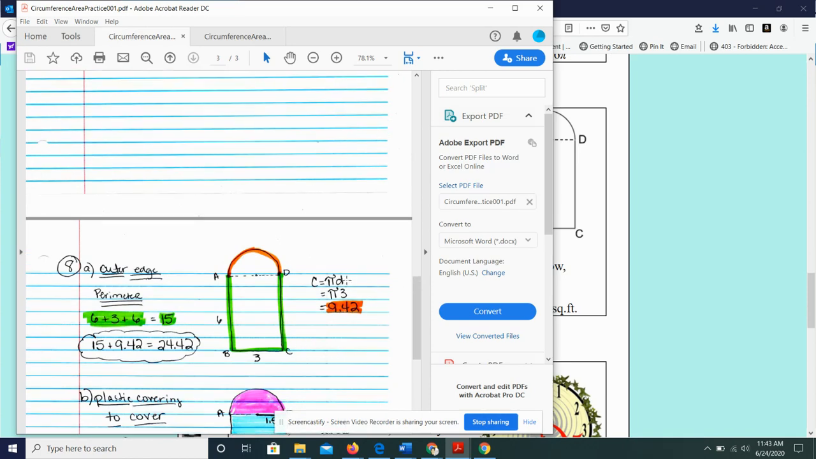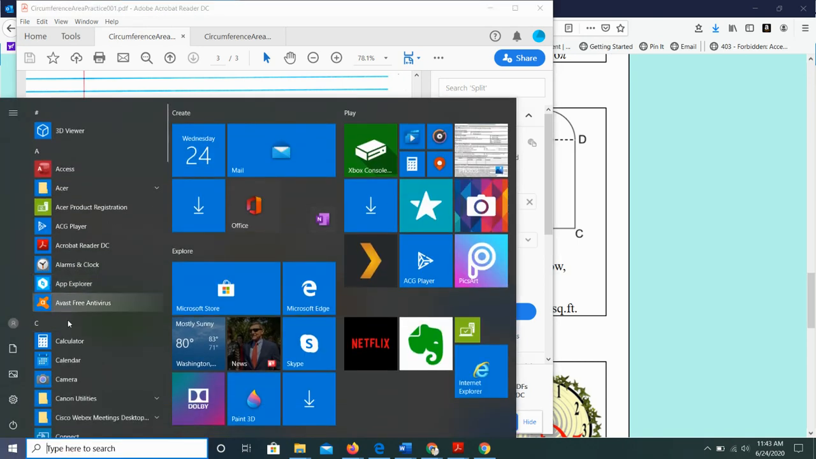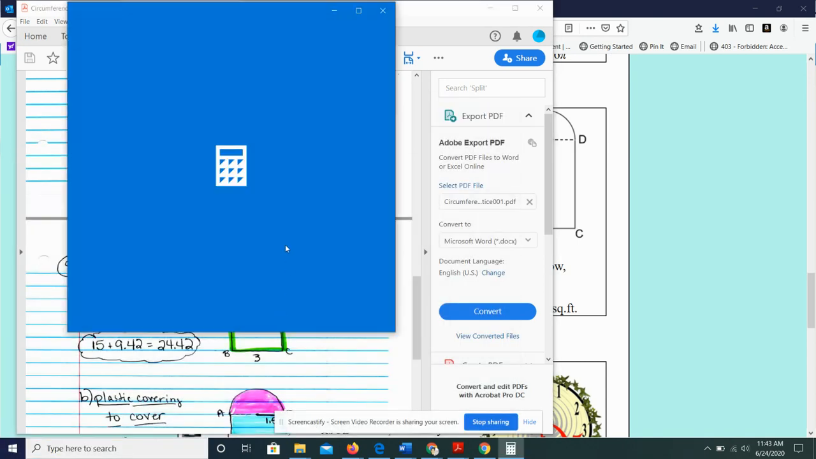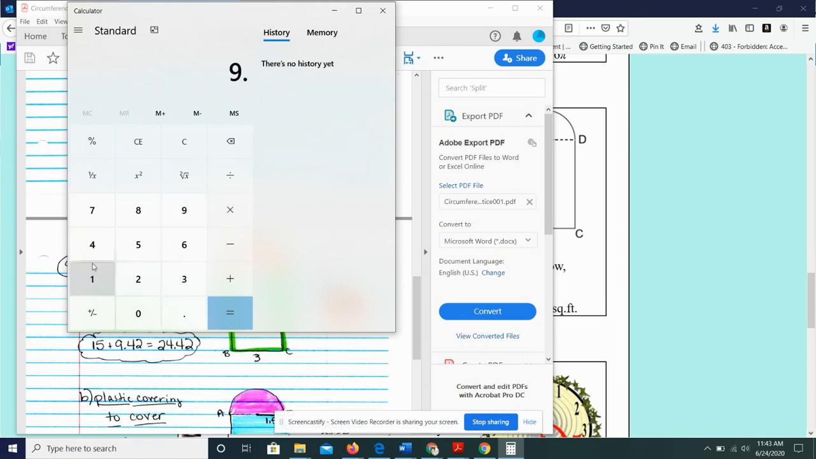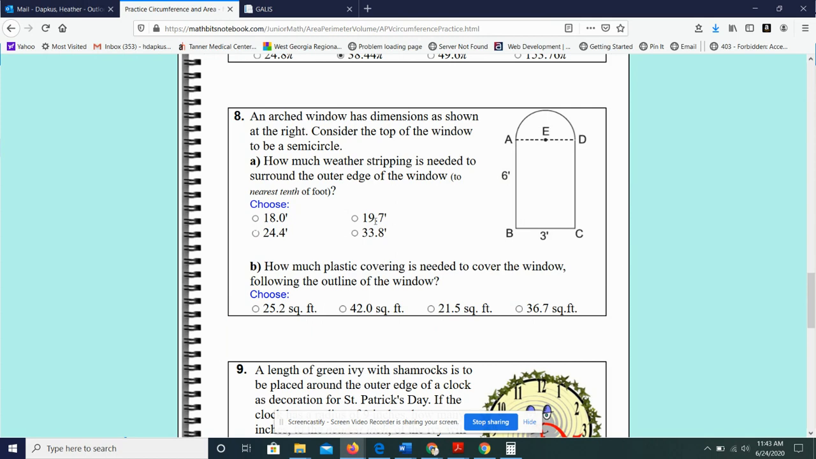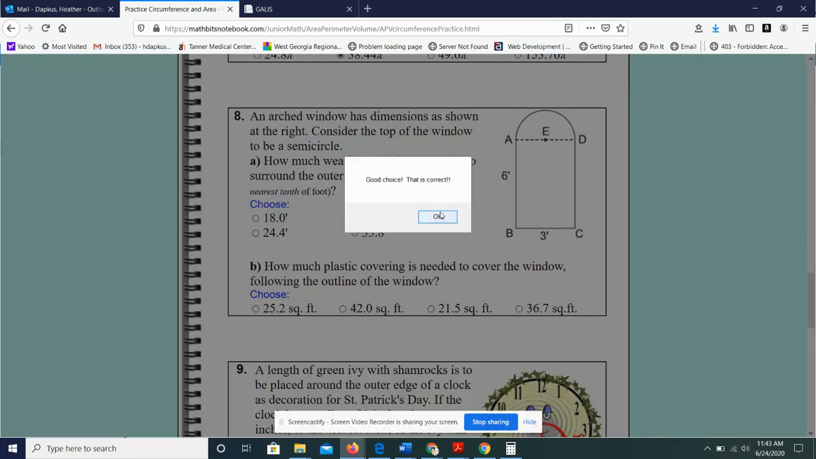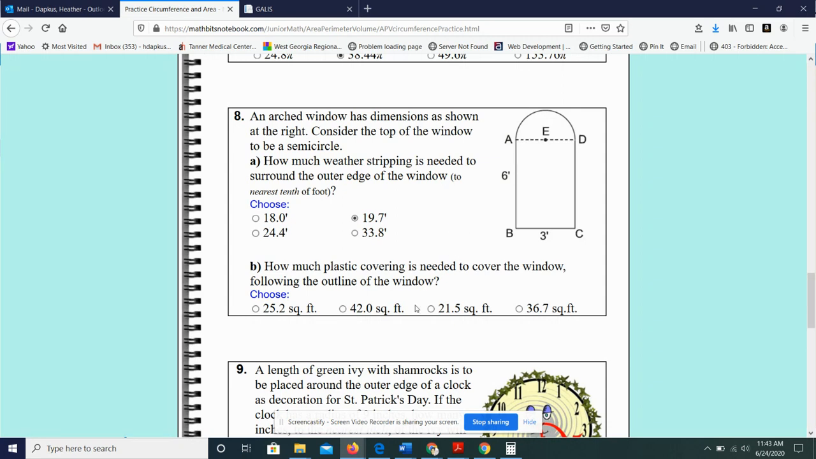So if you add this, but we only need half of that. I didn't do that, did I? Okay, so half of that would be, let's come back over here real quick to the calculator. 9.42 divided by 2, half of that is 4.71. And then we're going to add it to that 15, which would be 19.71. So 19.7 should be our answer. And that's right. I almost made a mistake there.